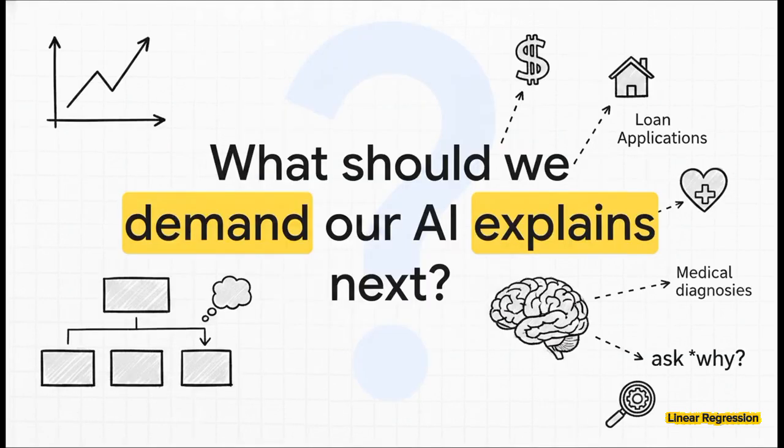So, the story that started with a single line really ends with a pretty deep question for all of us. As AI gets more and more involved in our lives, deciding everything from loan approvals to medical diagnoses, we now know we have the tools to ask why. We can demand an explanation. The only question left is, what should we demand our AI explains next?